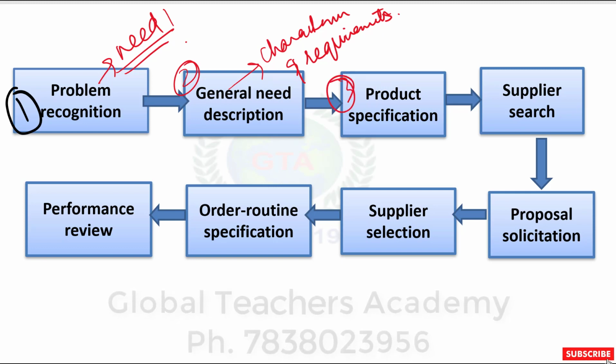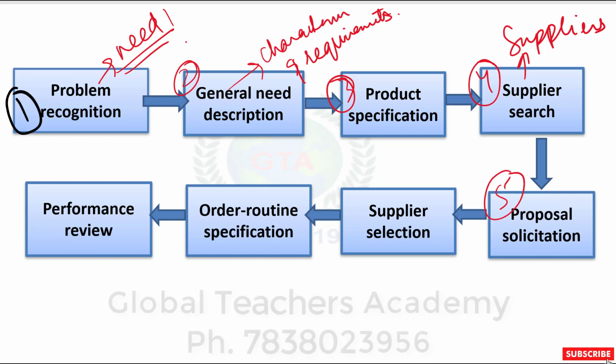Here a detailed list of technical specifications of the product is prepared in step 3. Then moving on to the fourth one, supplier search. In this, the organization searches for suppliers. Here organizations search for suppliers in order to make a purchase from the one that can best meet the specification of the required product, so they will search out those suppliers.